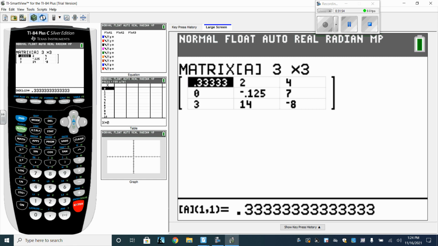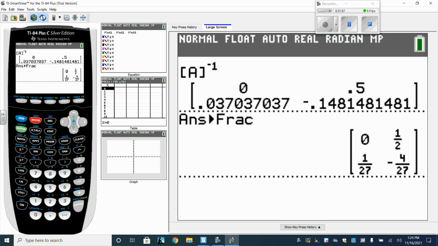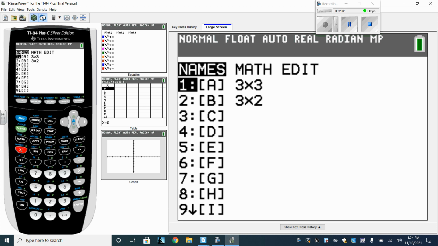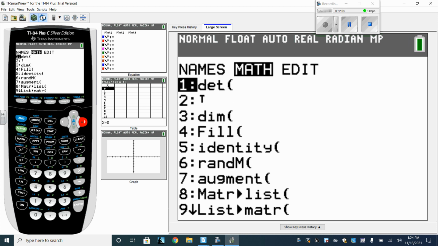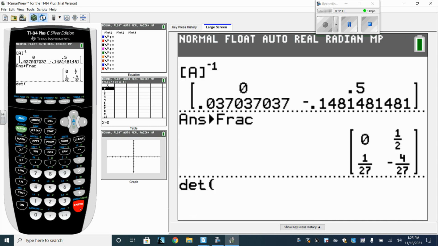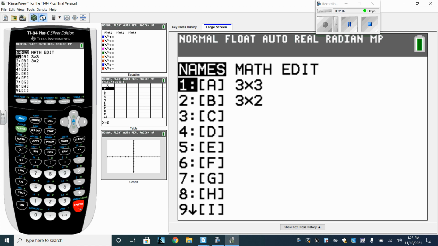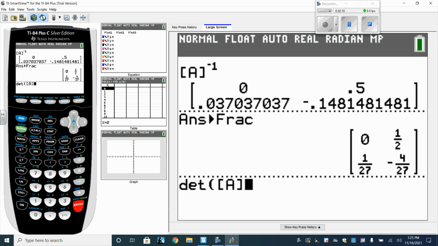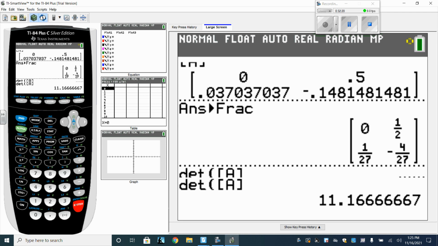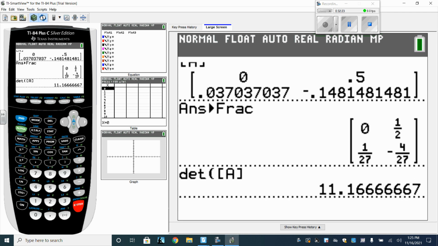Now, since we've got all the matrices typed in, we can go second quit. Now, we want the determinant, so we can go second matrix, but this time we're going to go over to math. The first one on top of the list, DET, is determinant, so we'll hit enter. And then we'll go second matrix and enter to call it matrix A. And at this point, we can hit enter, and it gives us this here.